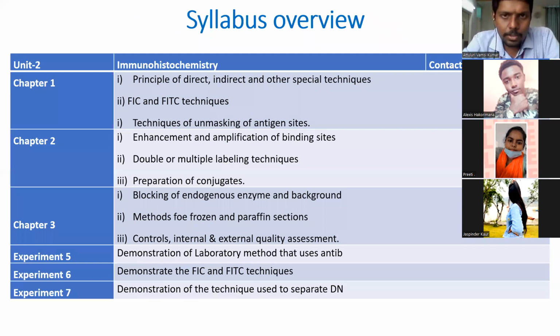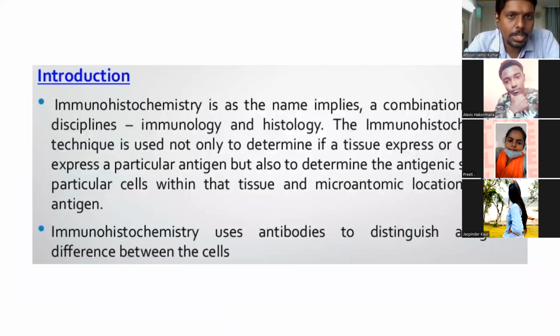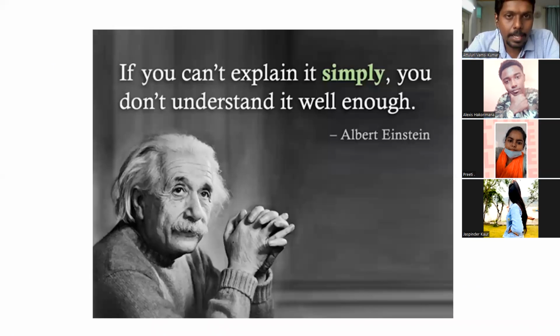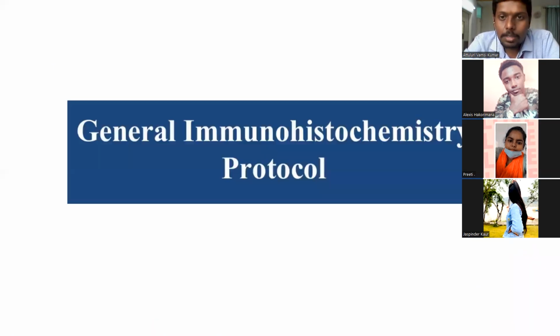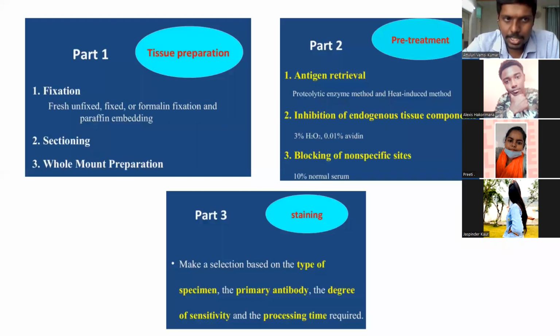So, a quick revision. For the last few weeks, we discussed the definition of immunohistochemistry, its uses, its applications, and the general protocols. The general protocols include tissue preparation, pre-treatment, and staining. Tissue preparation includes fixation, sectioning, and mount preparation. In the pre-treatment, we discussed antigen retrieval, endogenous enzyme inhibition, and blocking of non-specific sites within the tissue. The third part is the staining, where we use the classical antigen-antibody mediated staining. Still, there are many methods of staining protocols that I will discuss.